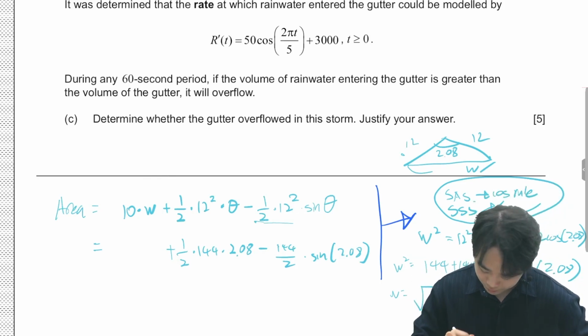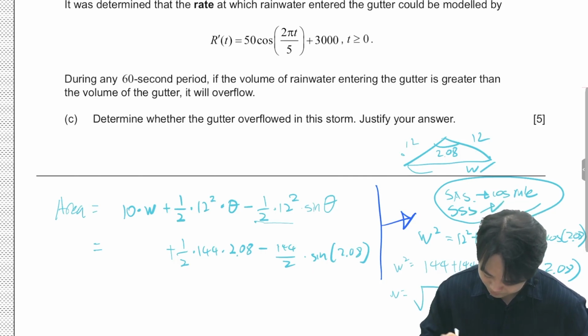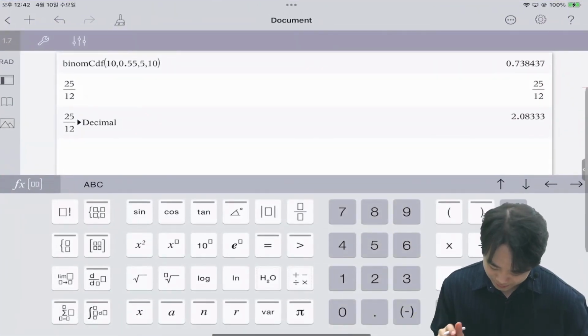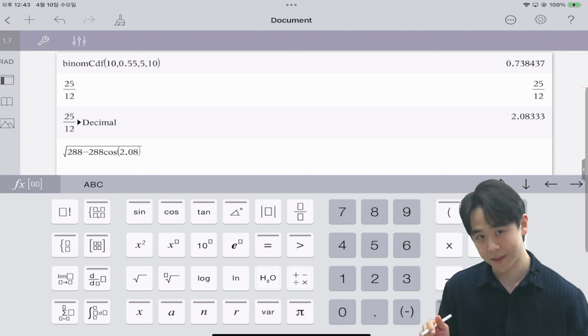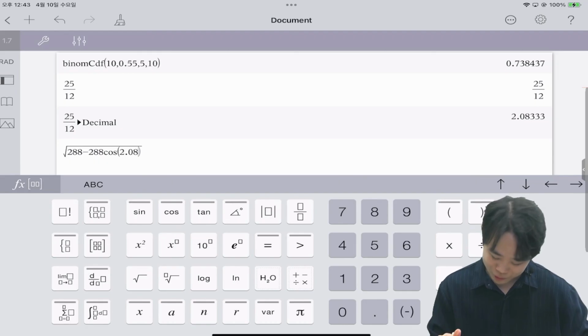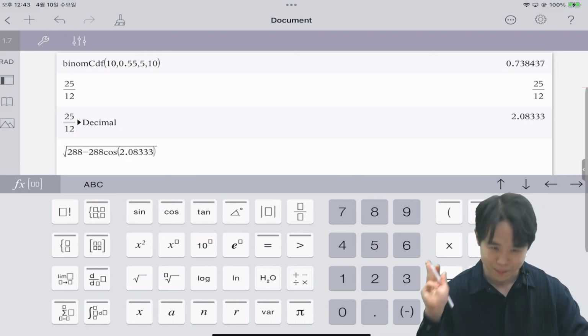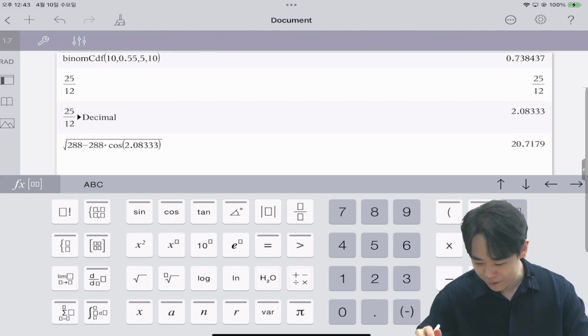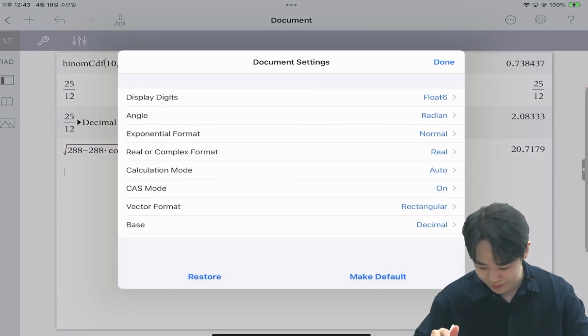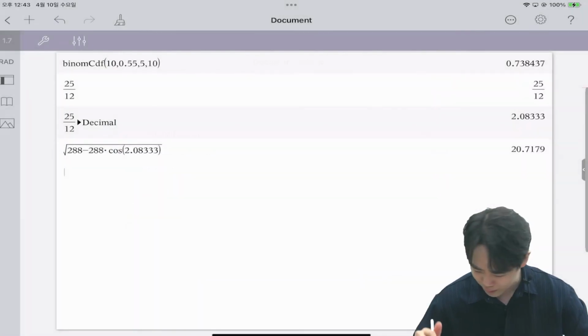Okay. So a lot of students tend to mess up this calculator part, but if you don't make any mistakes, you should be fine. So square root of 288 minus 288 cosine 2.08. And to be exact, it wasn't 2.08, it was 2.08333, right? We have our value saved from earlier. And I'm going to hit enter, but I'm probably going to have to check if the settings were in radians. Okay, so it is in radians, so I know that W is going to be around 20.7.